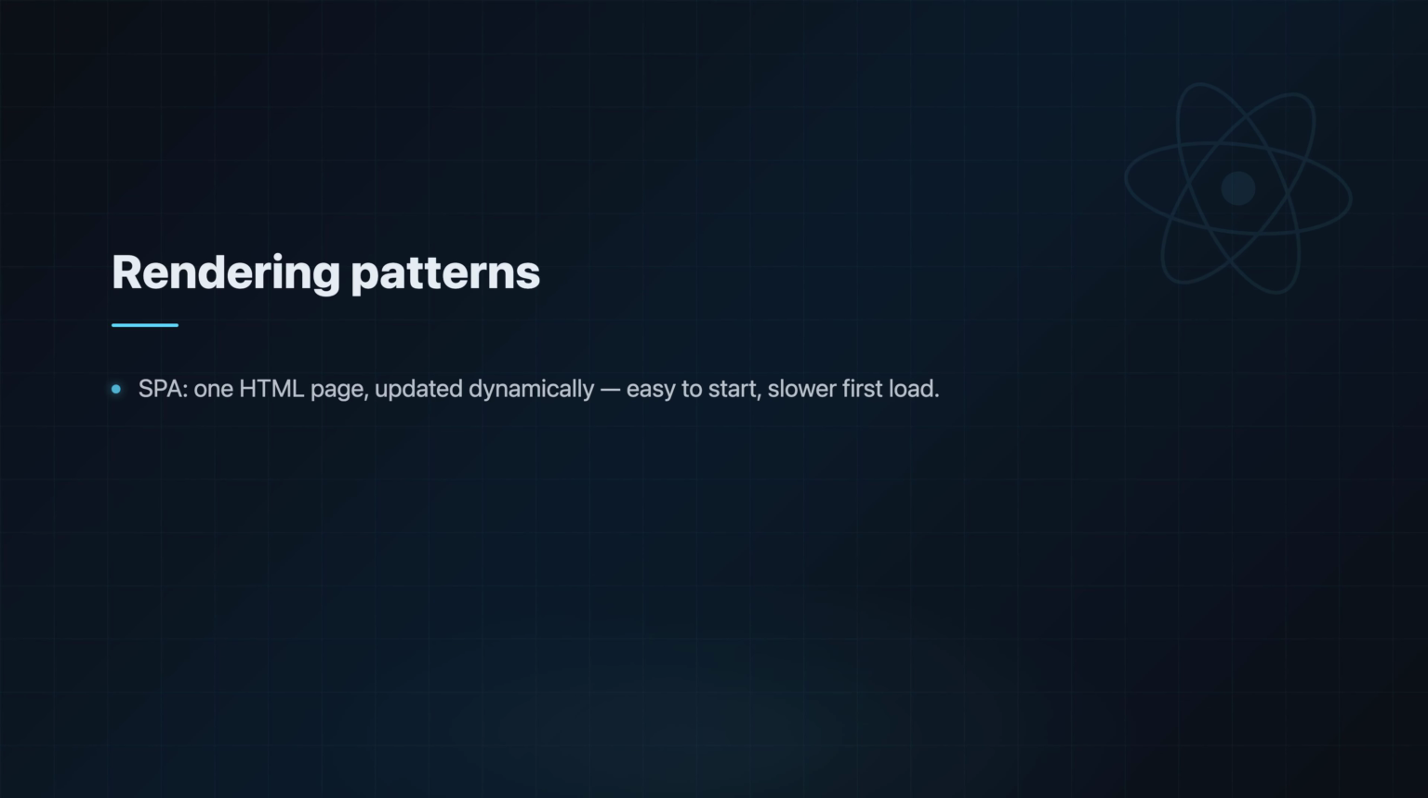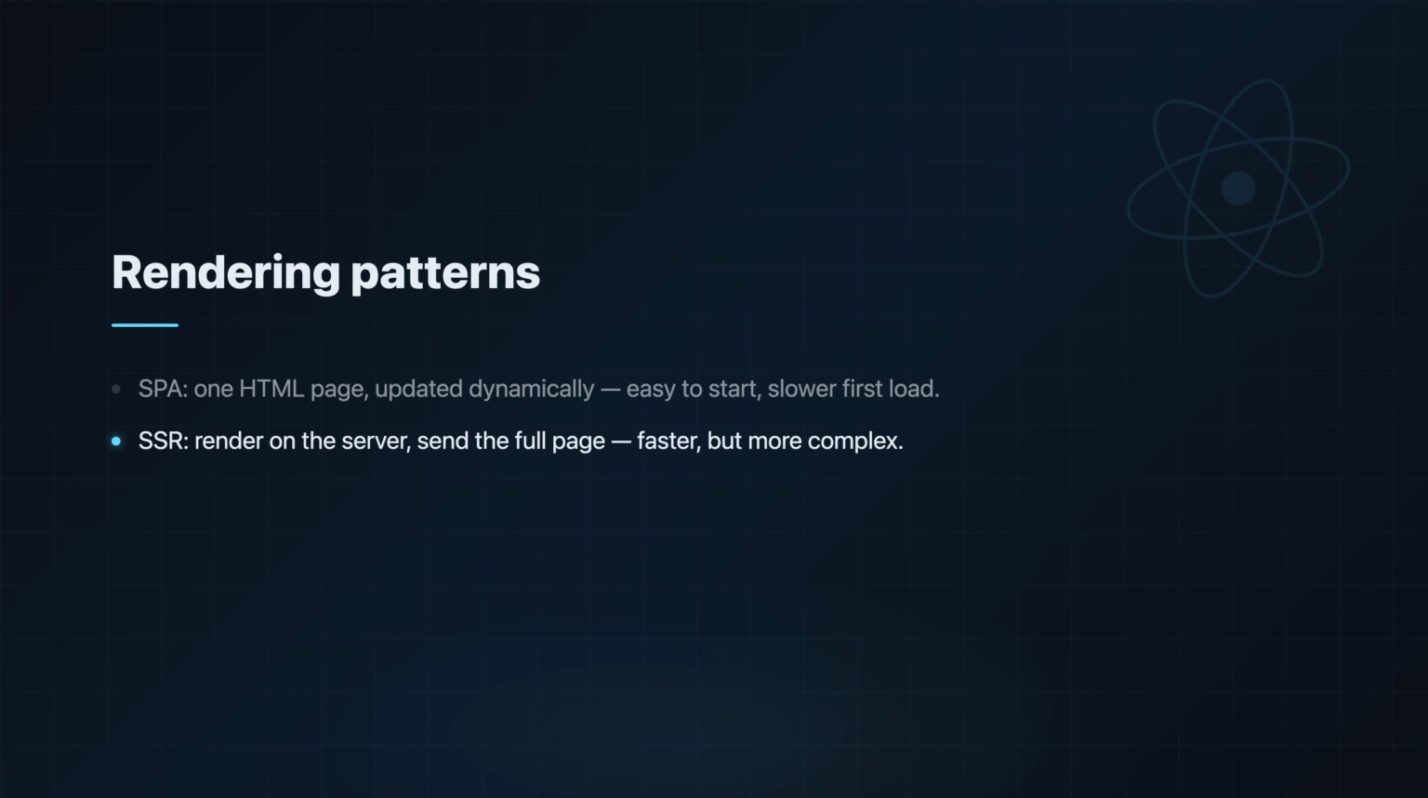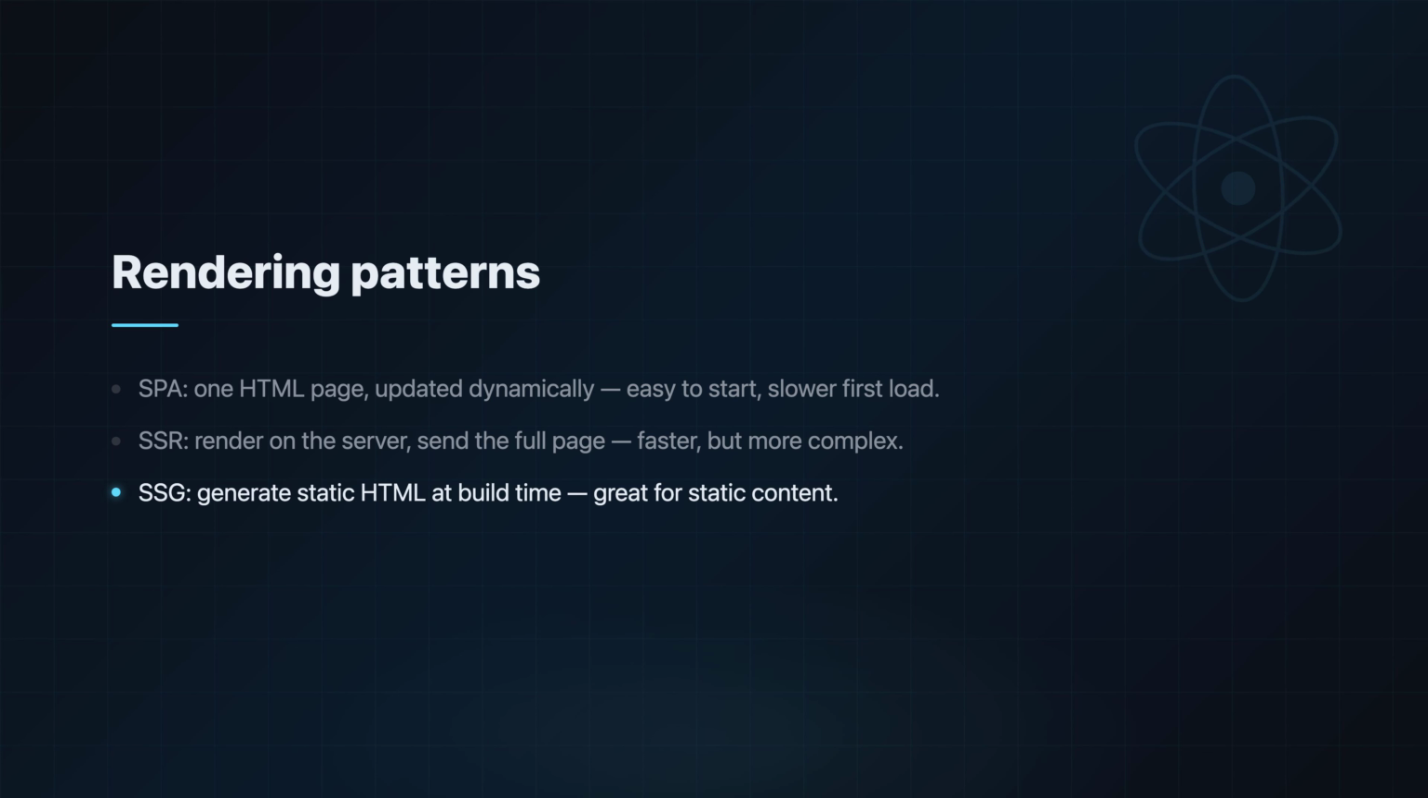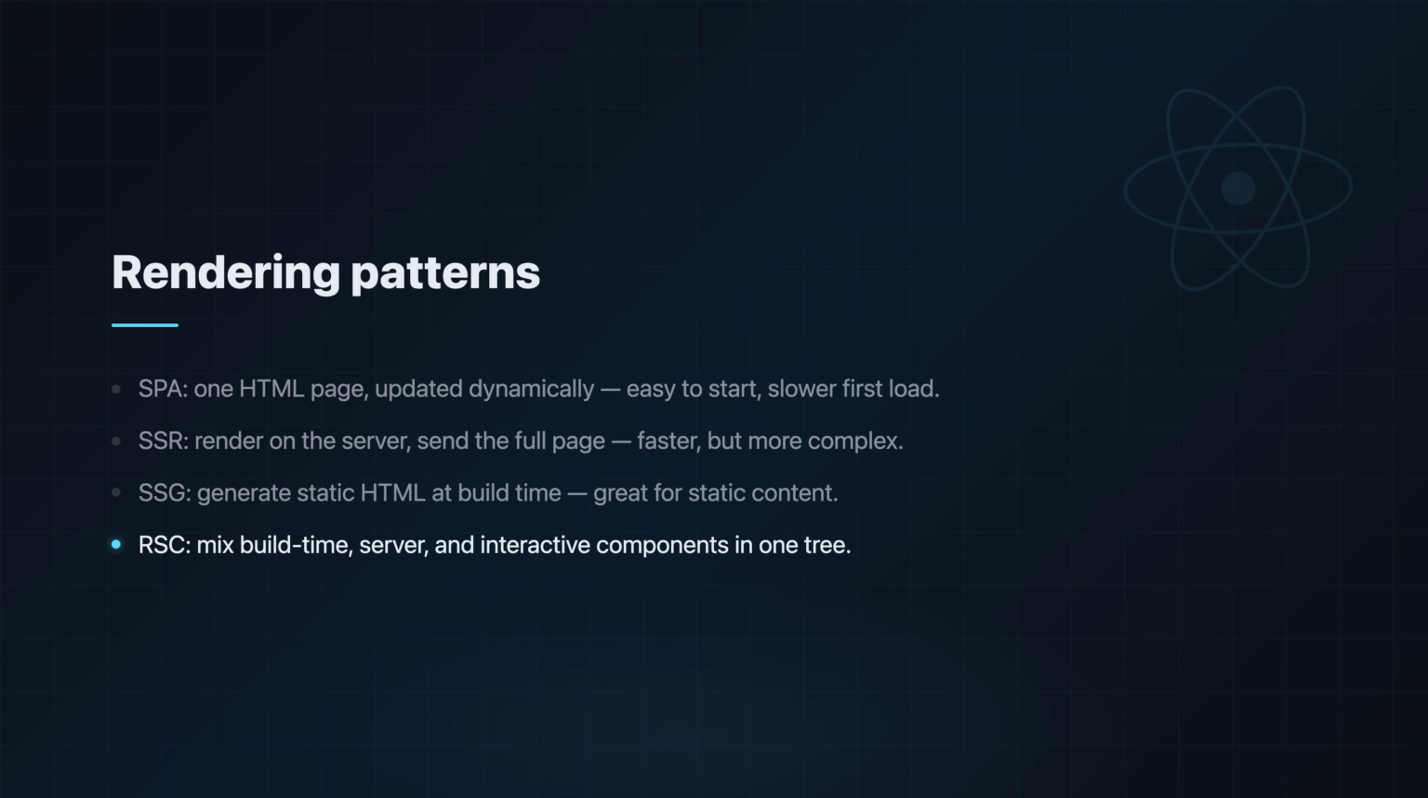Common rendering patterns. Single-page apps load one HTML page and update dynamically. Easy to start, but slower on first load. Server-side rendering renders on the server and sends the full page. Faster, but more complex. Static site generation builds static HTML at build time. Great for static content. And React Server Components mix build time, server, and interactive components in one tree.